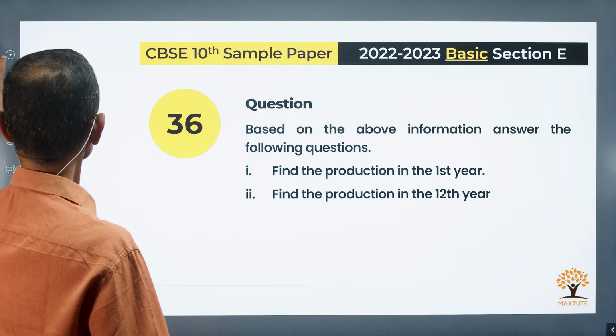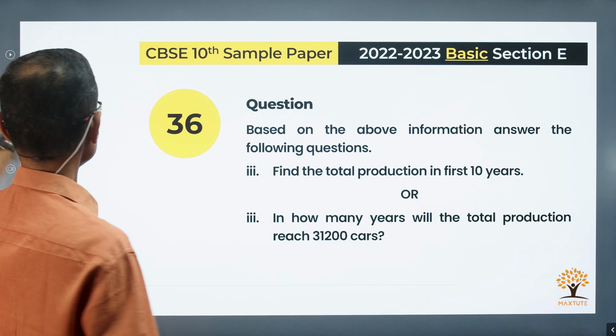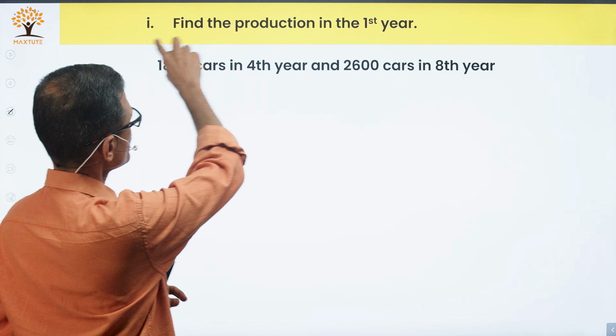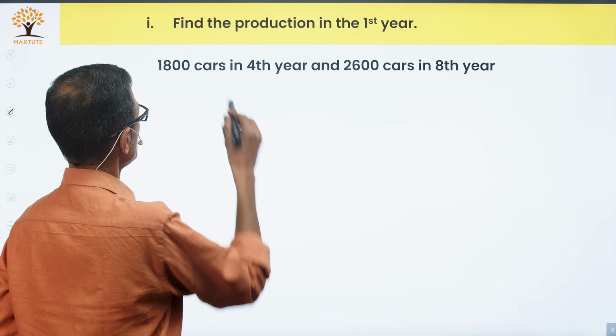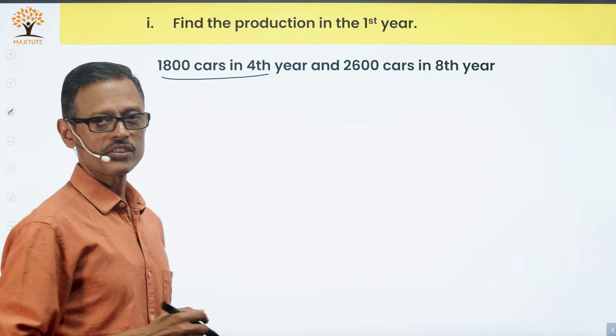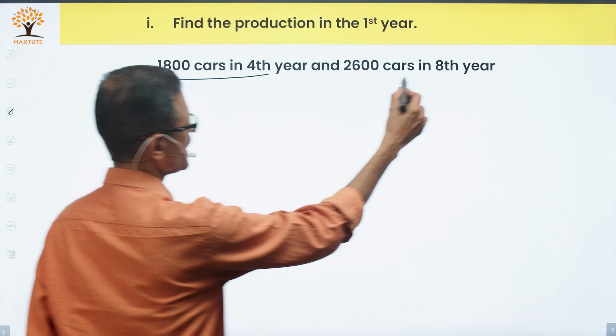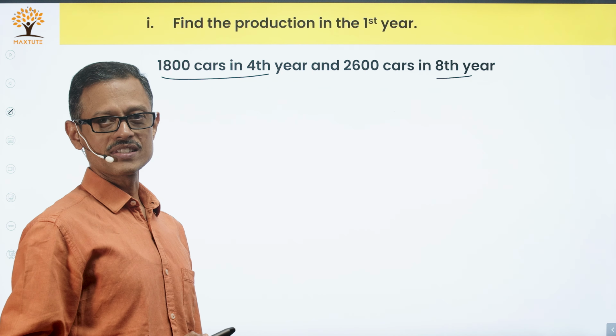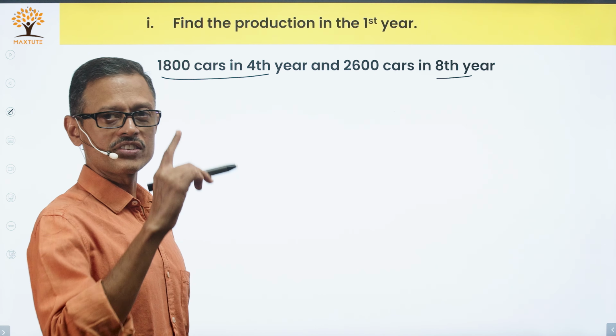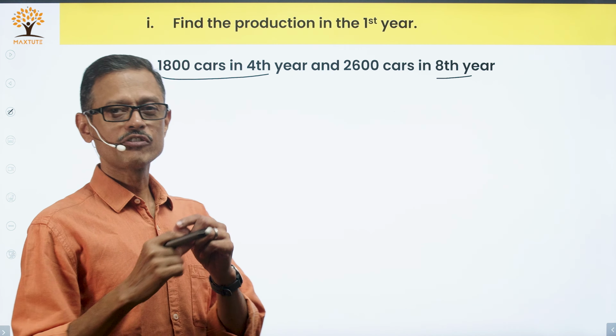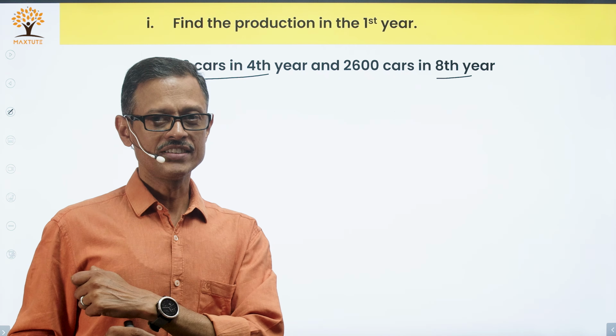Question 1, 2, and 3 has got 2 parts. Let's start with the first of this. Find the production in the first year. What do we know? We know the 4th year the production is equal to 1800. In the 8th year the production is equal to 2600. Let's say the first year production is A1. We know the common difference is D because it's increasing uniformly each year.